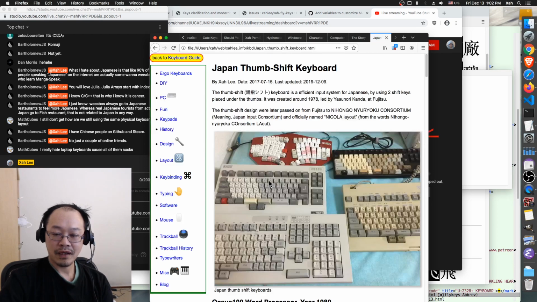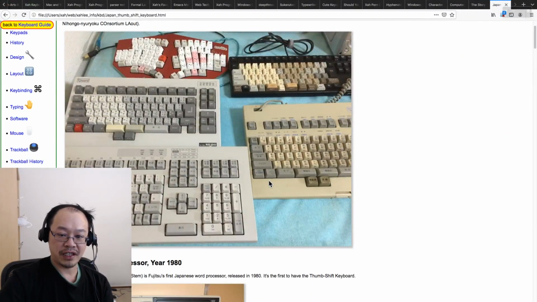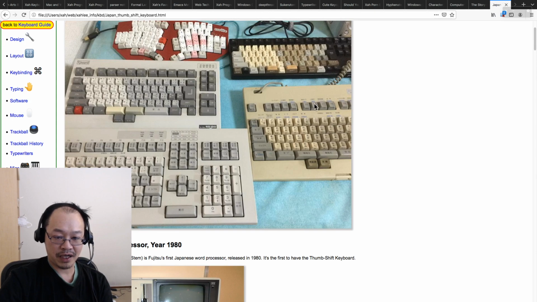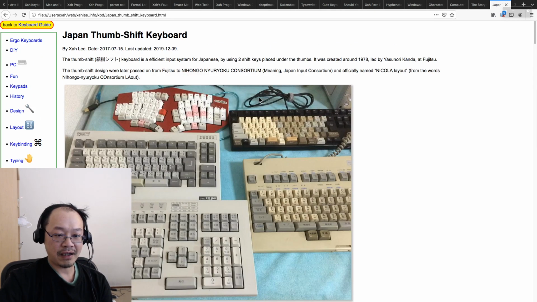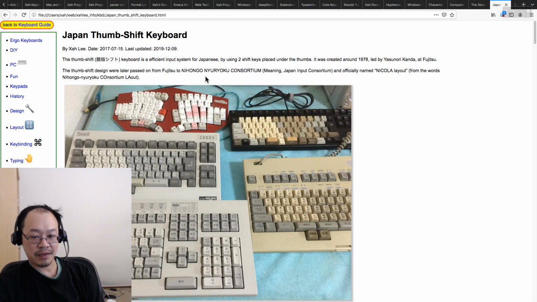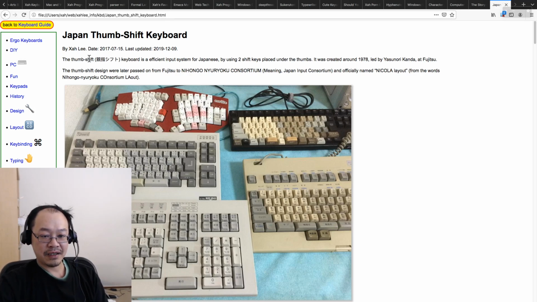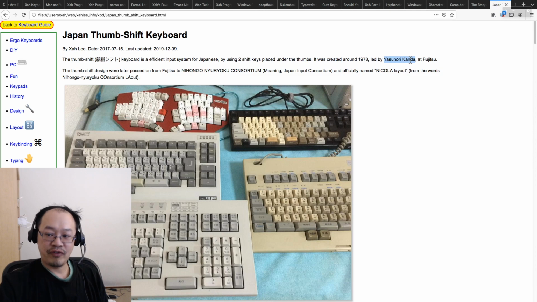So this is a thumb shift keyboard. You can see many historical models here. They were invented by Fujitsu, a giant company. This is called thumb shift, and it is also known as the Nicola layout. In 1978, this person, Yasunori Kanda, invented this thumb shift keyboard. He was the lead inventor, working for Fujitsu.